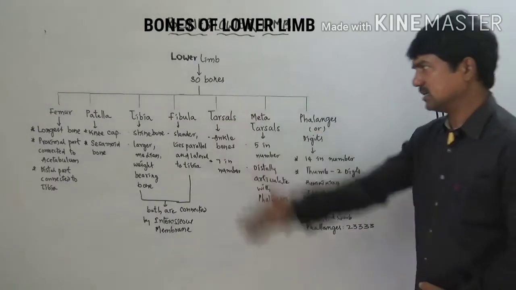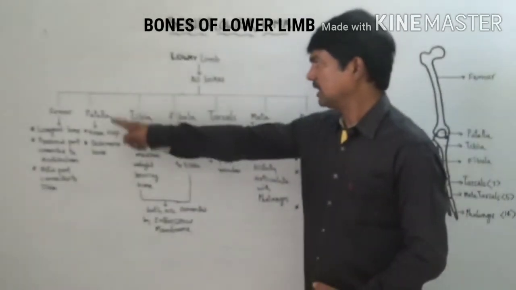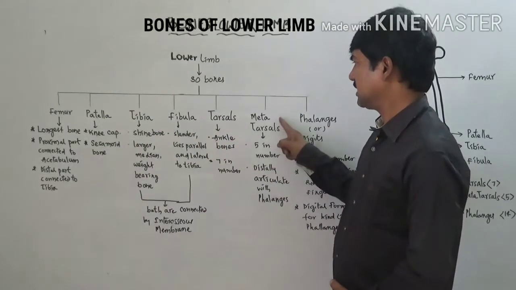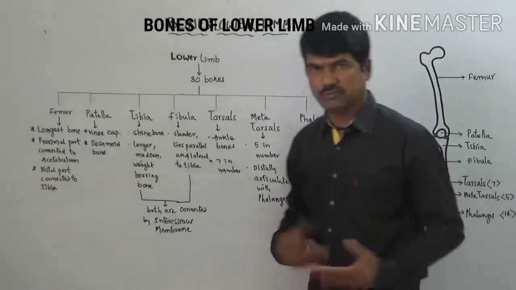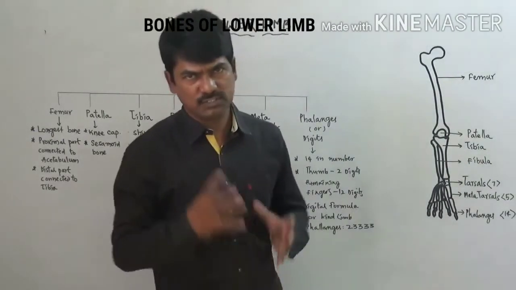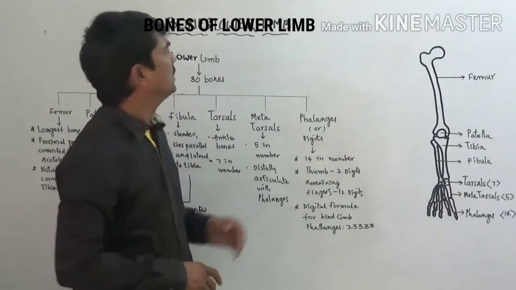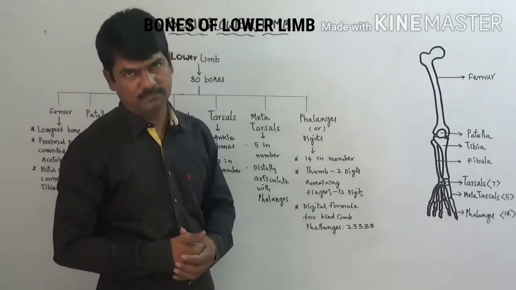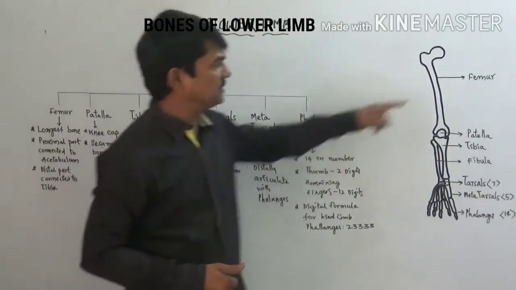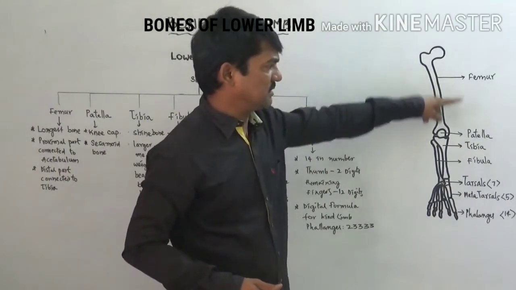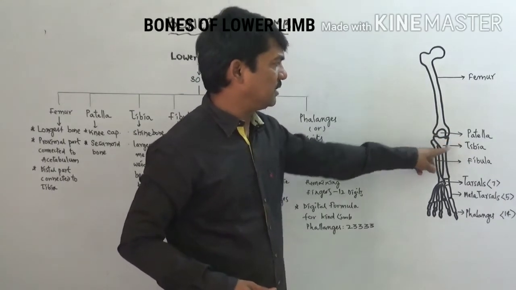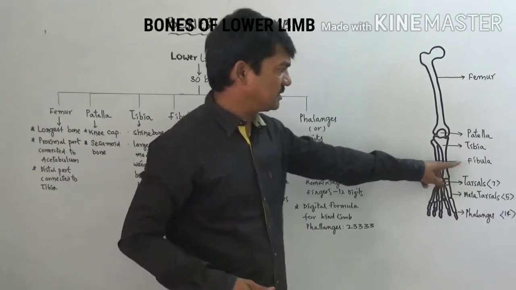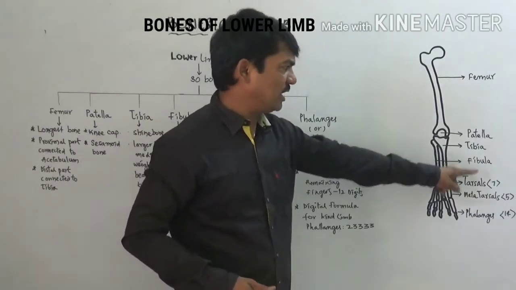Here we can see the femur, patella, tibia, fibula, tarsals, metatarsals and phalanges, which are also known as digits. So these are the structures we can identify in the lower limb, which is also known as the hind limb. Where are they located? The first part is the femur and the second one is the patella, then the tibia. The bone on the left side is known as the tibia, and just beside that the fibula is located.